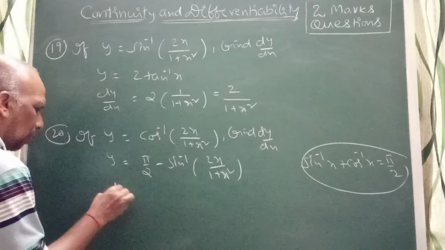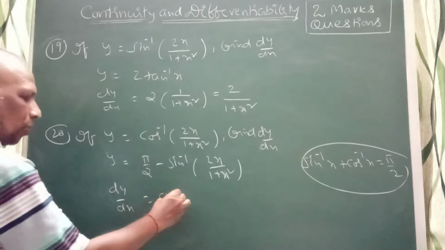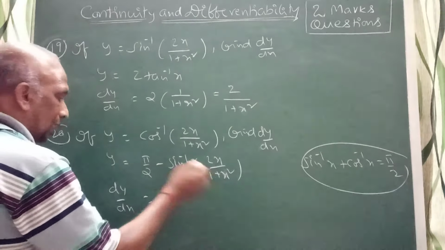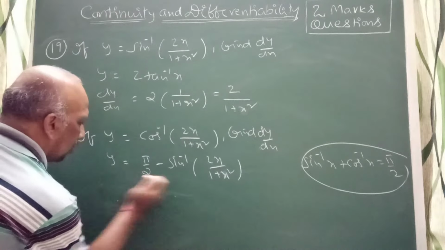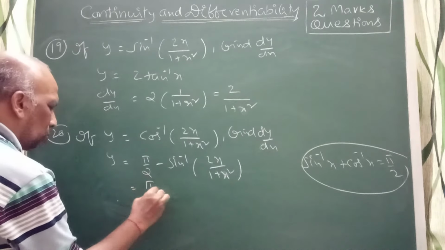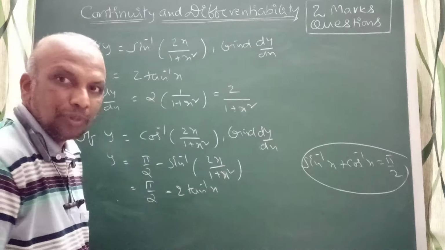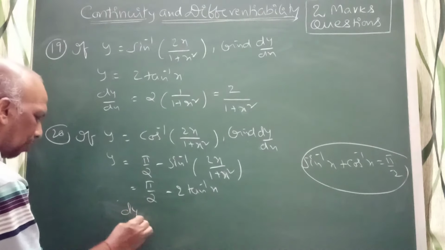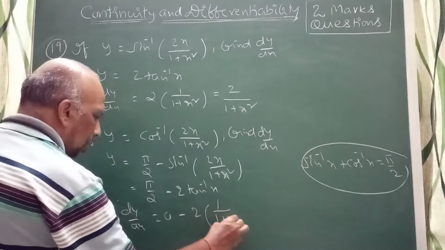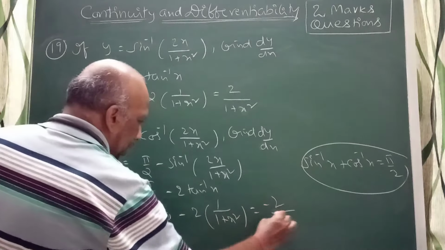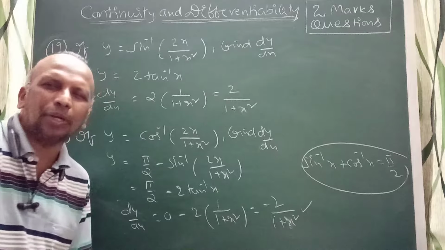Now dy by dx: constant 0, minus, I will write one more step. Then I can write this one. Pi by 2 minus, this will become 2 tan inverse x. Now we will write the derivative. dy by dx: constant 0, minus 2 into 1 by 1 plus x square, that is minus 2 by 1 plus x square. That will be our required answer.